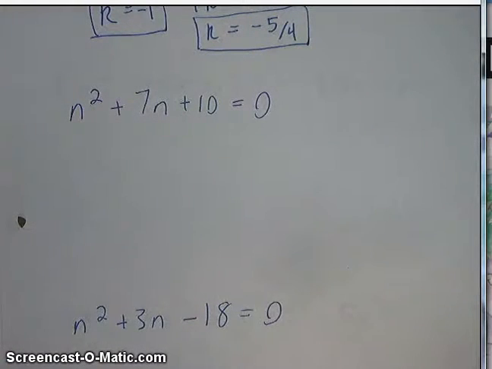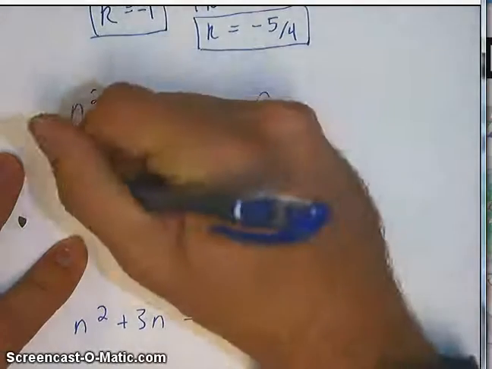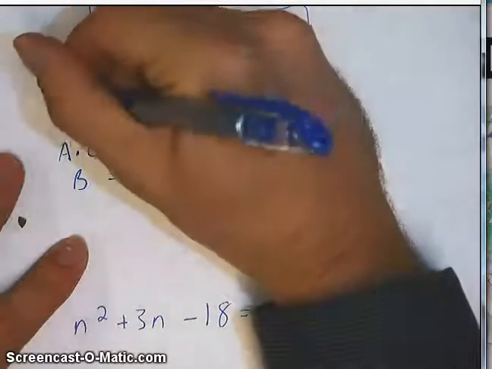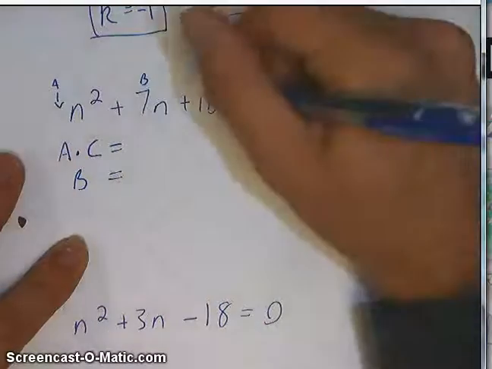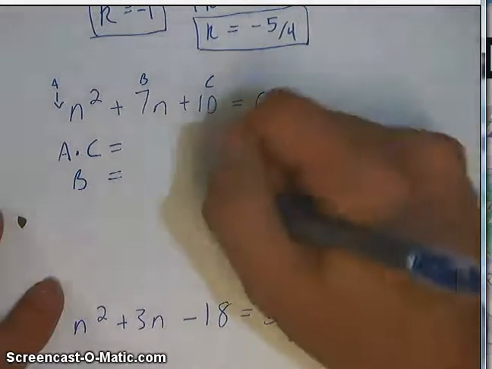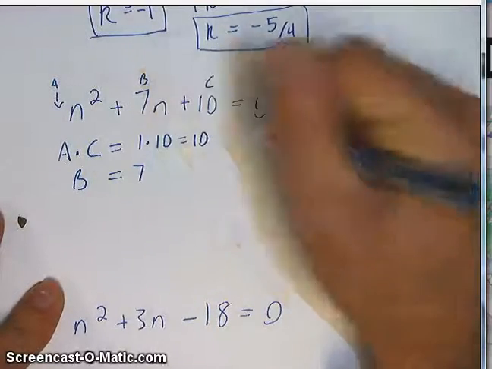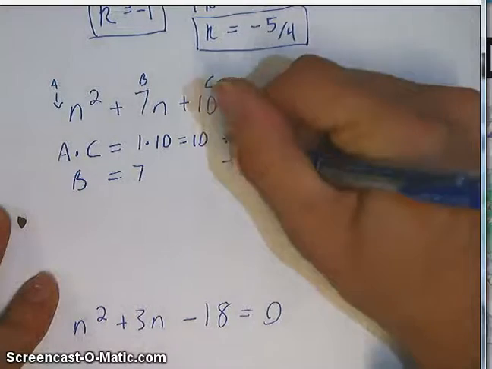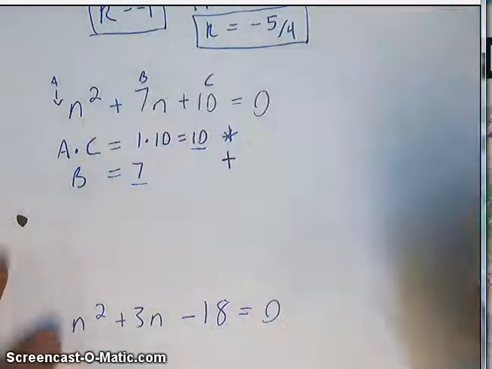To factor that, I usually like to think about it in terms of this. We need to know a times c, and we need to know b. In this case, the a is the number in front of the n squared, the b is in front of the n, and the c is on the very end right here. So a times c is going to be 1 times 10, and b is going to be 7. What I'm looking for are two numbers that multiply to 10, but also add to 7.